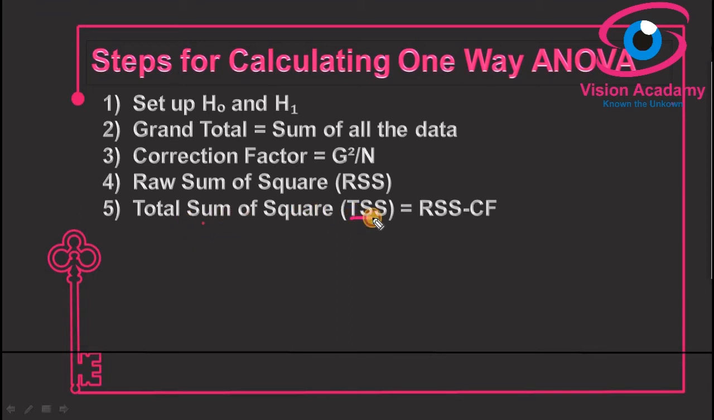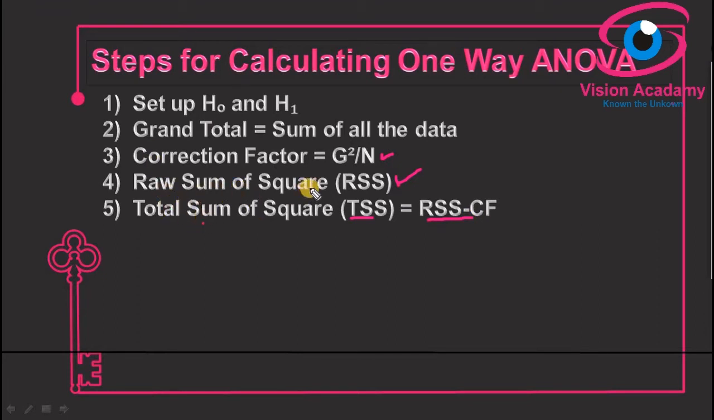Short form is TSS. We already calculated RSS, that is the raw sum of squares, and we also found the correction factor, CF. For the total sum of squares, we have to subtract the correction factor from RSS. Then we will get the total sum of squares. So this is a very simple equation. Each and every step you need to follow step by step. Unless you find RSS, you cannot go for TSS.